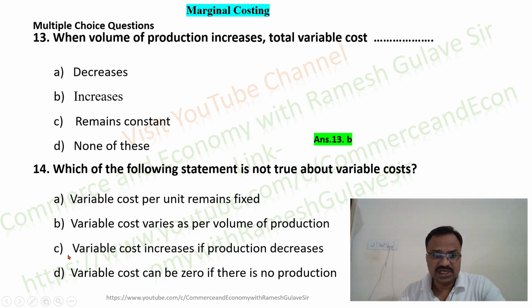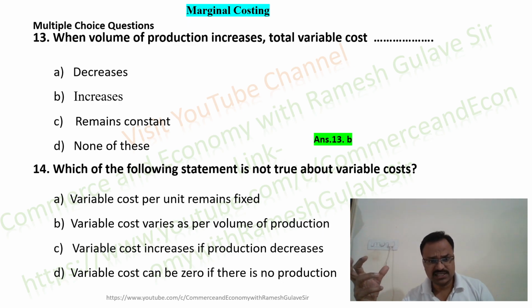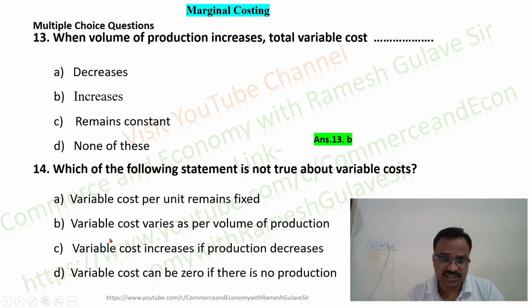Now read this option carefully. It says variable cost increases if production decreases. See, if production decreases, variable cost also decreases, right? So basically there is a direct relation between volume of production and variable cost, right? When production increases, variable cost also increases. So this statement, option C, is the contrary statement to this. So here this statement is not true.